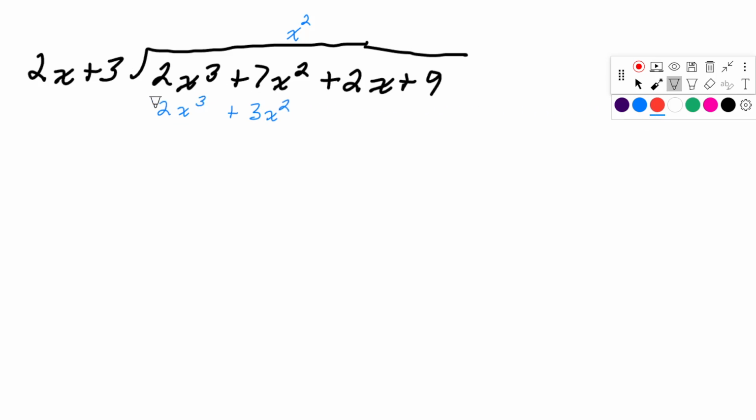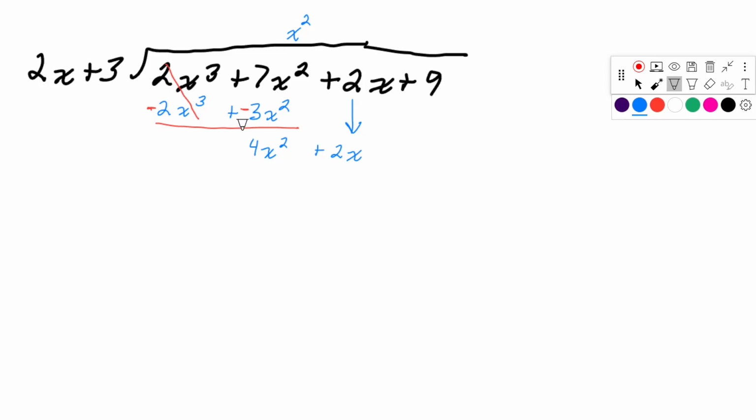Now we're ready to do the subtraction. Remember, that changes the signs. And the x cubed terms will cancel out. 7x squared minus 3x squared is 4x squared. And bring down plus 2x.